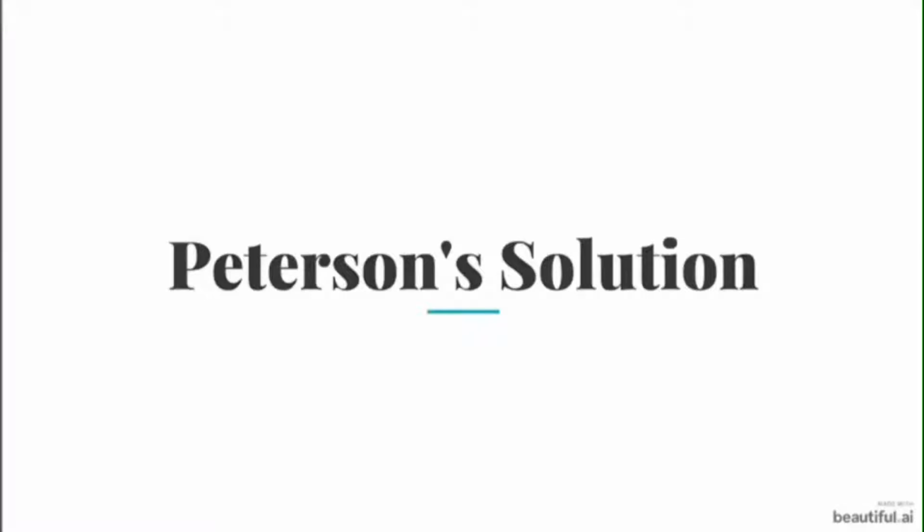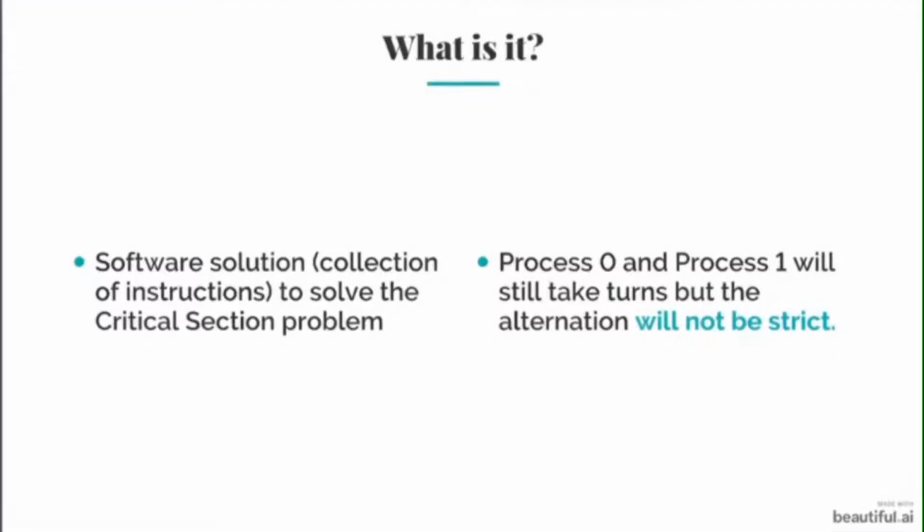In this video, I'm going to talk about Peterson solution, which is another software solution for the critical section problem. As I just said, it's a software solution, meaning that it's a set of instructions or code that you write. You don't have to change anything in the hardware of your computer to use the solution. Also, in Peterson solution, our two processes will still have to take turns, like in strict alternation, but the alternation this time is not strict. To understand this more, let's look at an example.